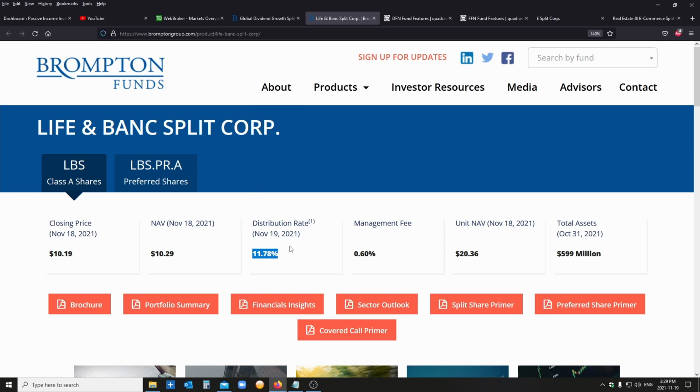So it's a lot higher than GDV. Management fees are also a bit lower, but the unit NAV is $20.36, which is the NAV of the Class A plus the NAV of the preferred. 10.07 plus 10.29 will give you 20.36.